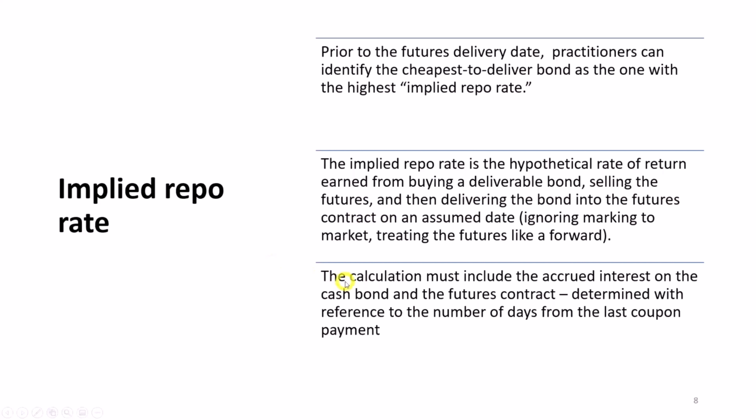The calculation must include the accrued interest on the cash bond and the futures contract, and this is determined with reference to the number of days that have elapsed from the payment of the last coupon. In other words, it's the dirty price.